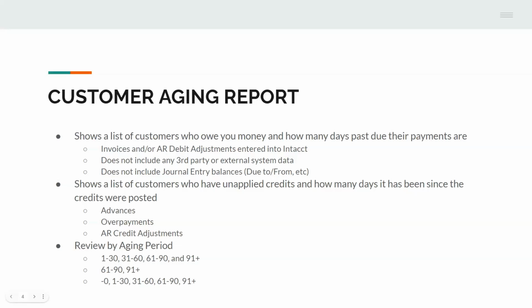The report does show this by aging period. So we can see here that there's three options really for us. 1 to 30 days past due, 31 to 60, 61 to 90, and 91 days plus. There's one option to just show the very past due customers of 61 to 90, 91 plus. And then a third option, which starts at 0 days past due, and then includes the rest of the first entry. So those are our three options we're going to choose for an aging period.